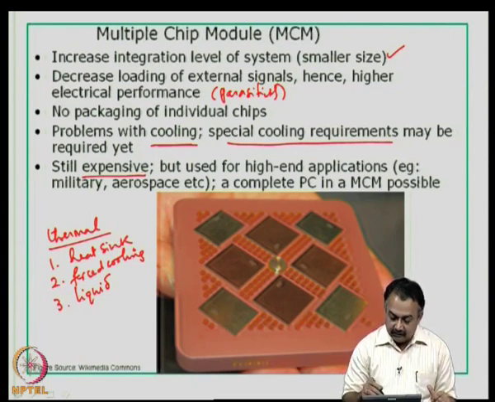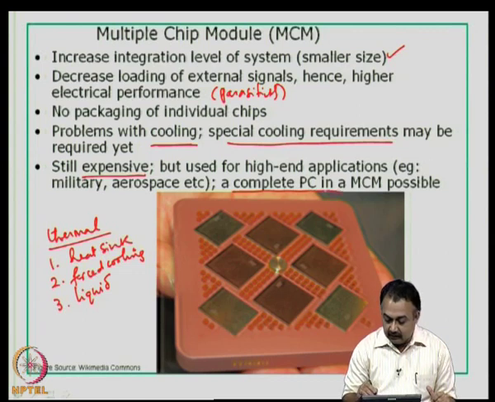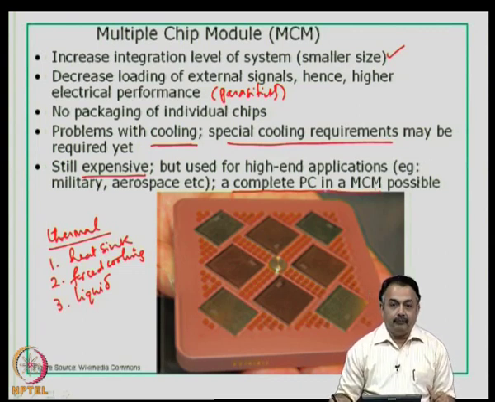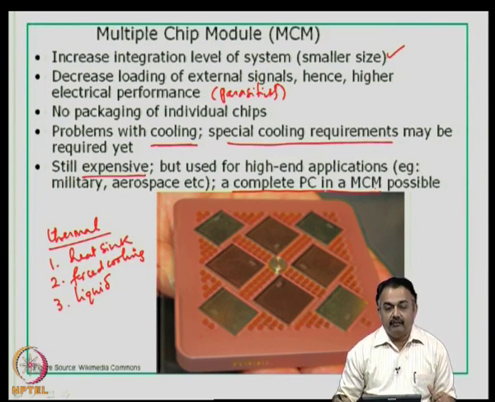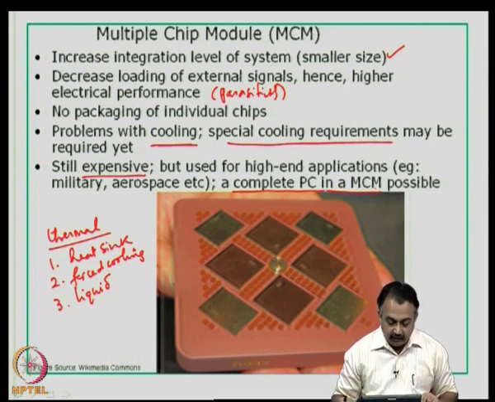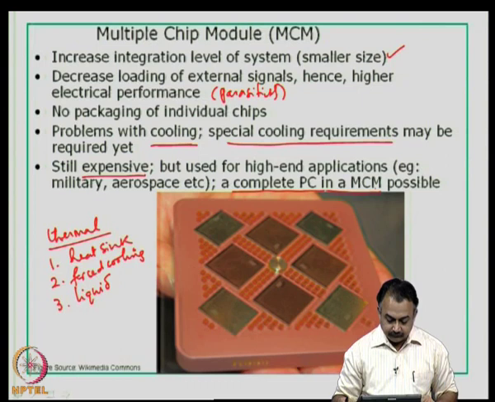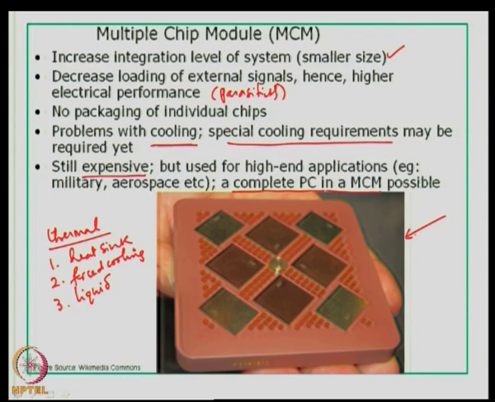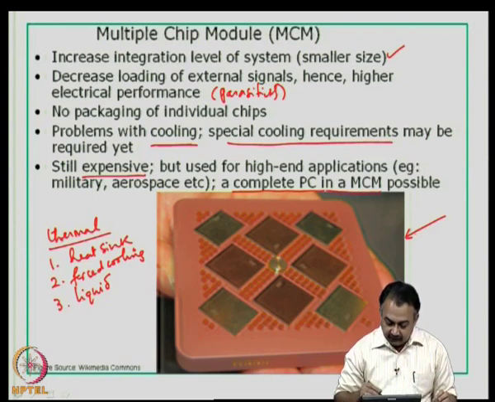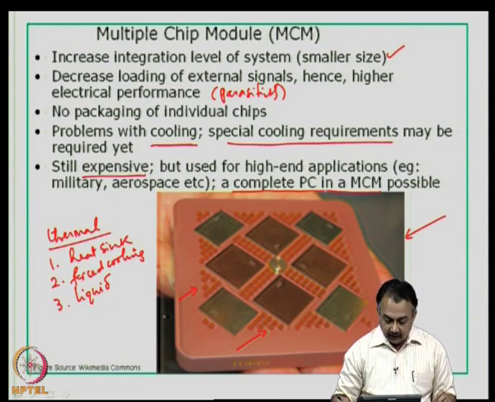So, a simple system is, if you can build a complete PC in a multi-chip module, then you are looking at better efficiency compared to the kind of large motherboards that are being used today in computing systems. So, here is a picture of a multi-chip module, where you can see different dies assembled on the surface of a substrate, ceramic substrate, and then interconnected. There are also passives that are used in conjunction with the active devices.